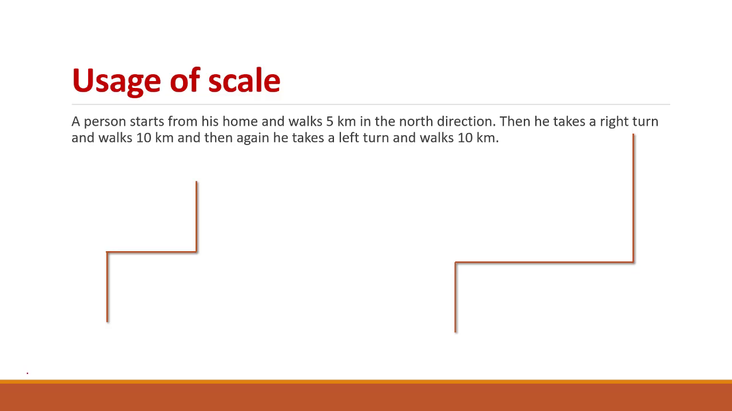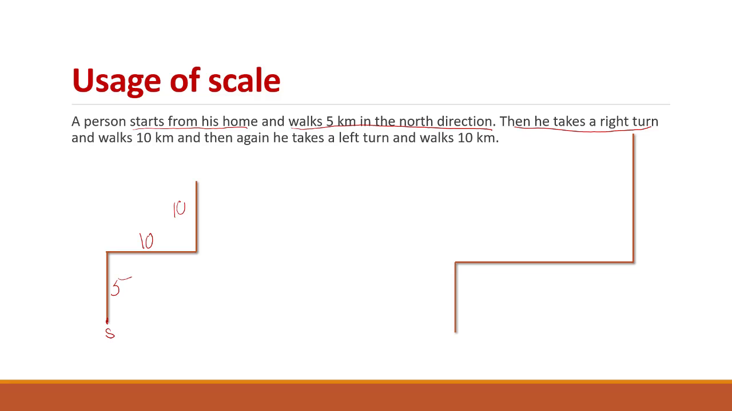Another important thing while solving directions questions is the usage of scale. Let's see, there's some data given here. A person starts from his home and walks 5 kilometers in the north direction. So let's say this is the starting point and he's walking north. So this is 5. Then he takes a right turn. If we are walking towards north and take a right, we will start moving towards east, and he walks 10 kilometers. Then again he takes a left turn. If you're walking east and you take a left turn, you again start moving upward towards north, and he walks 10 kilometers.